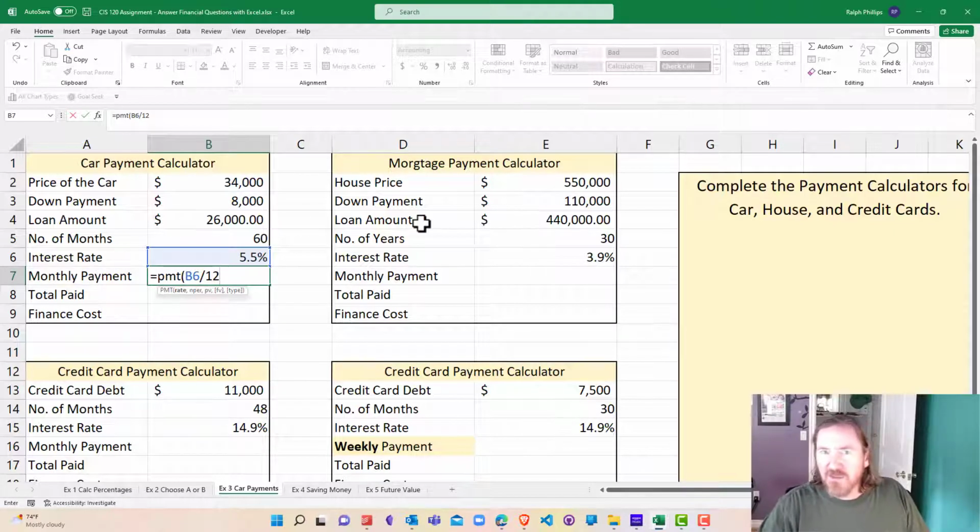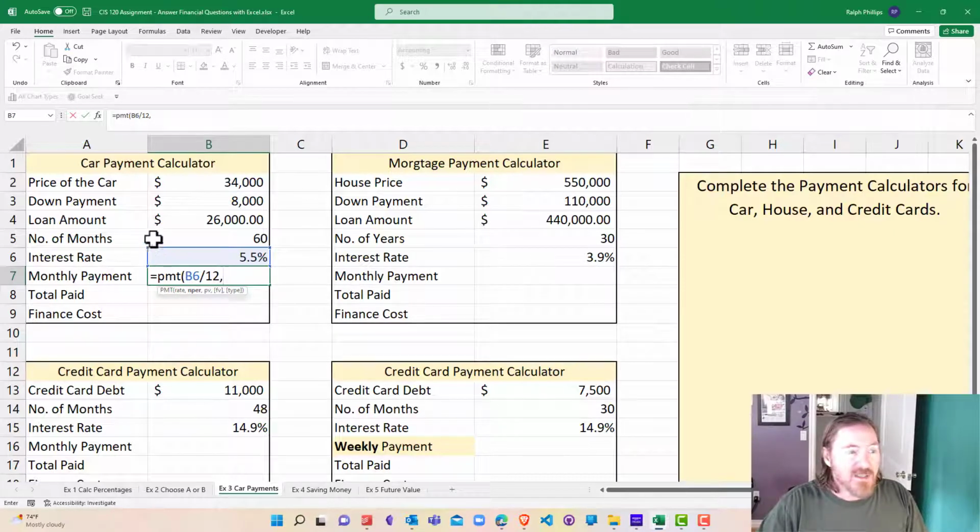Car loans, house loans, they have a monthly compounding. Credit cards, monthly compounding, almost all of them anyway. Some credit cards might have daily compounding, but most are monthly. Okay, I've got the rate, comma, then the number of periods.